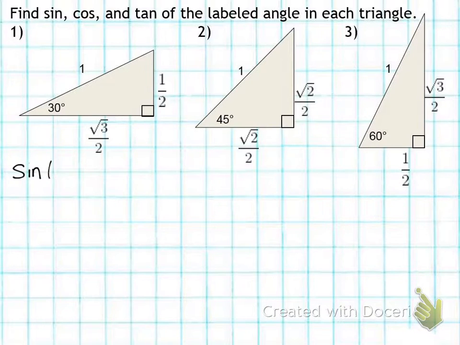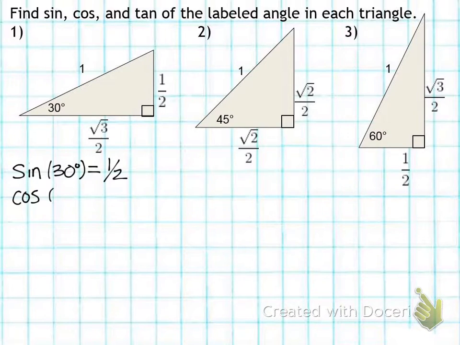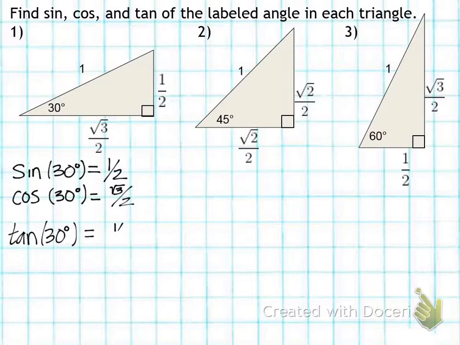Starting with 30 degrees, sine of 30 degrees would be opposite over hypotenuse. So 1/2 over 1, which is just 1/2. Cosine of 30 degrees is the adjacent side over the hypotenuse. So root 3 over 2 divided by 1, which is just root 3 over 2. Tangent gets a little bit trickier just because we have fractions. Tangent is opposite over adjacent, so we would have 1/2 over root 3 over 2.